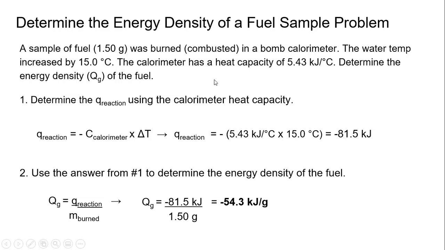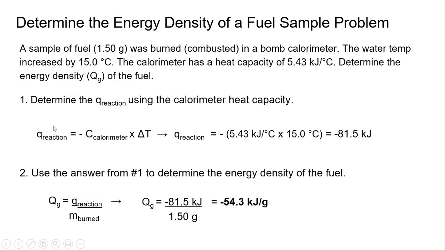Here's a sample problem for you to determine the energy density. This is also 2 steps. Most of these have to be 2 or 3 steps in order to get the answer. Nothing's going to be just flat out. A sample of fuel, 1.50 grams, was burned or combusted in a bomb calorimeter. The water temperature increased by 15 degrees Celsius. The calorimeter has a heat capacity of 5.43 kilojoules per Celsius. So it's already given to you. You don't have to do that part. Determine the energy density of the fuel.